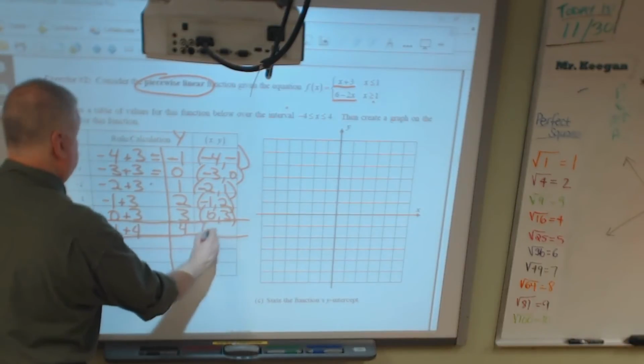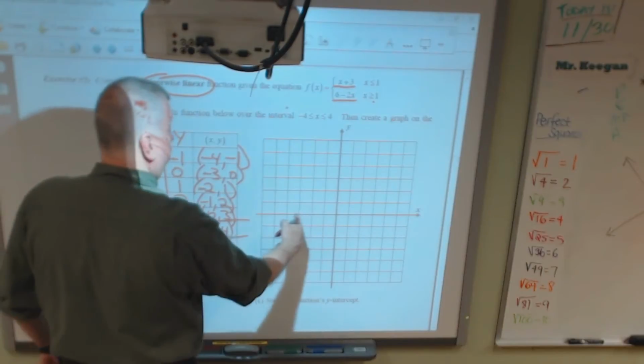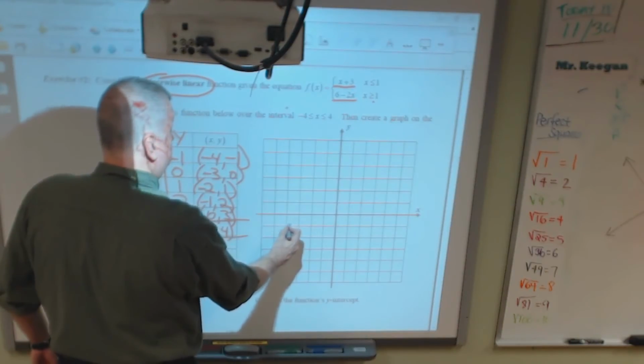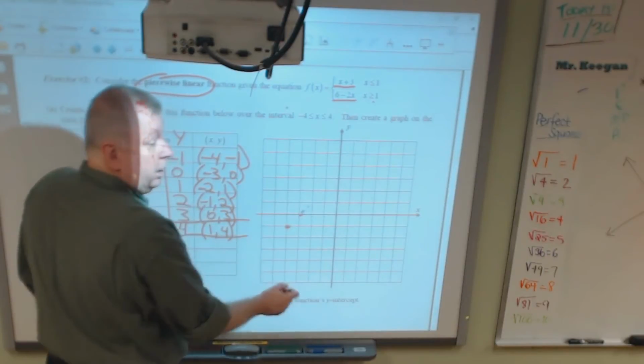I don't know how to graph it. What are you talking about? X and Y. -4, -1. Okay.